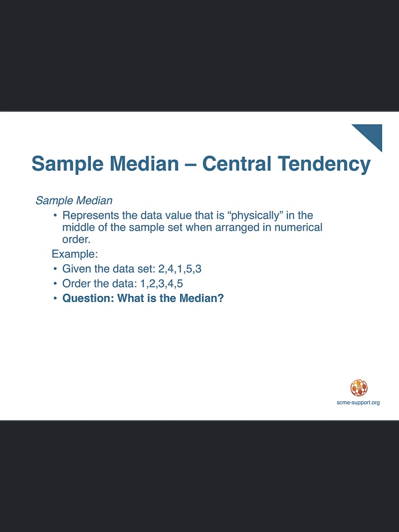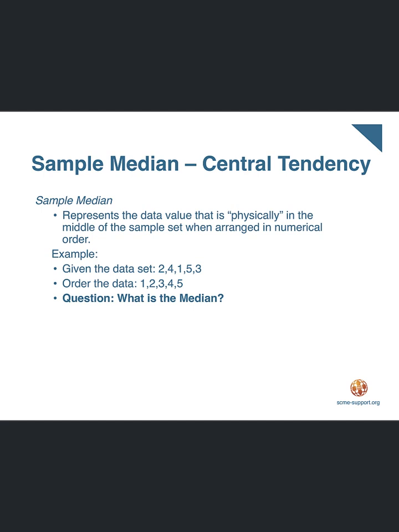To obtain the sample median, first put the numbers into ascending order. Let's look at an example. Suppose the sample was 2, 4, 1, 5, 3. Ordering the data, we have 1, 2, 3, 4, 5. So what is the median? If you said 3, then you are correct.